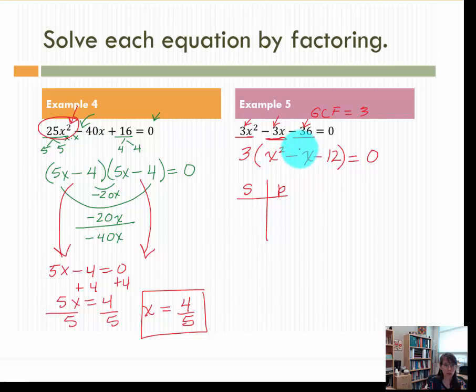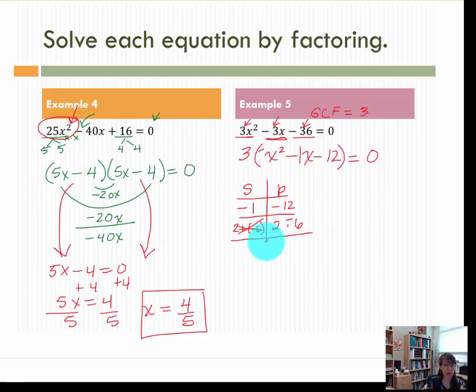So with negative x, remember that's negative 1x. So negative 1 is our sum, and 1 times negative 12 would be the product. Now you might be thinking of 2 times 6 for 12. One of those factors needs to be negative. If our sum is negative, the larger number or larger factor is negative. But that makes 2 added to negative 6. That's negative 4. That doesn't work.